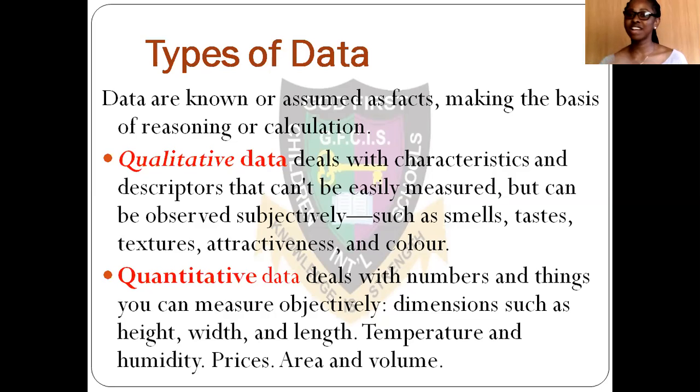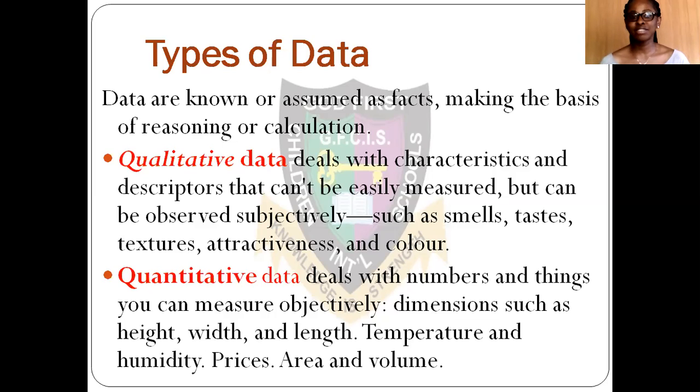Those are things you can see, and you can also take the measurement of it. The difference between qualitative and quantitative is that with qualitative, you cannot take the measurement because you cannot see them, but you can feel them, like the smell, the taste, the texture. You cannot take the measurement, but it is there in existence.